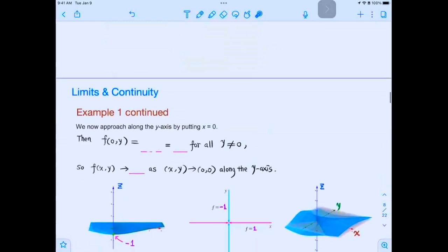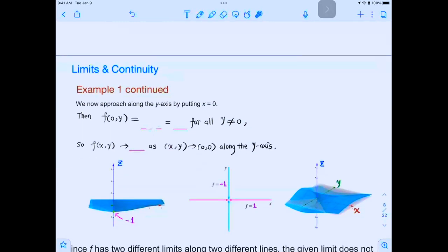The next one here, let's approach (0, 0) along the y-axis. Along the y-axis, x will be 0. So what does the function simplify into?